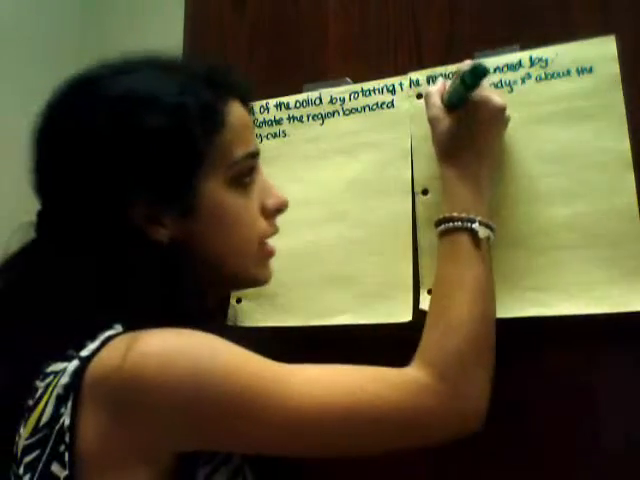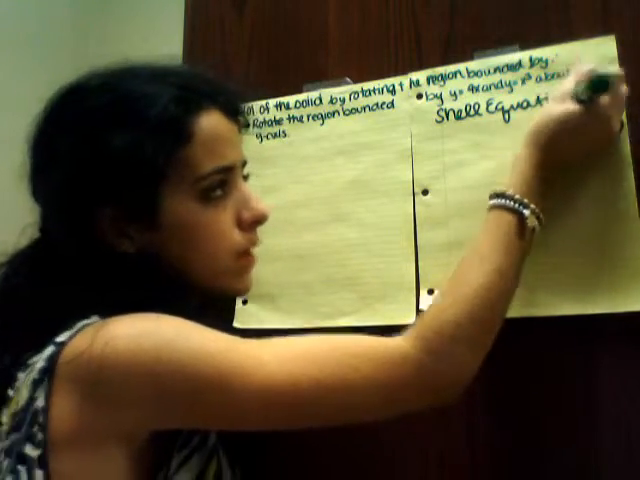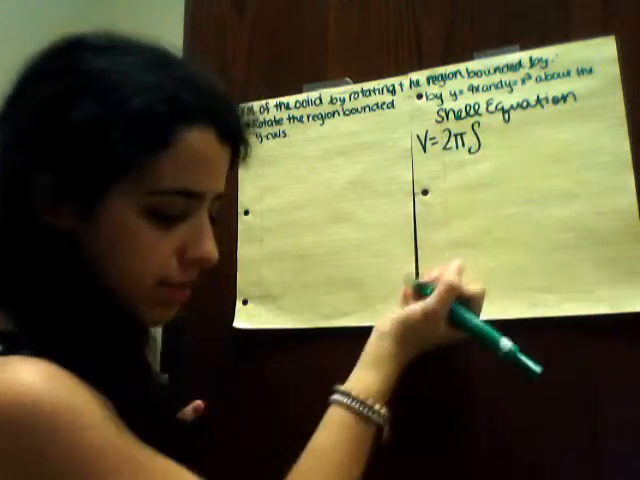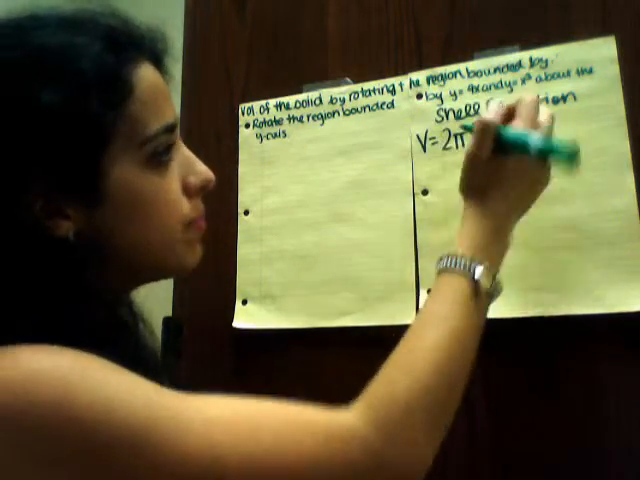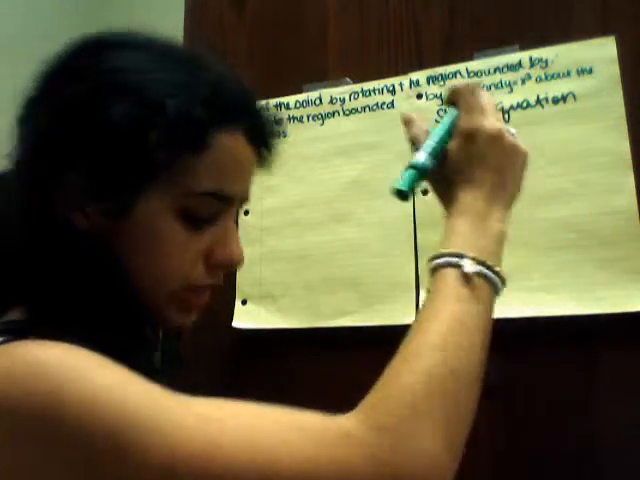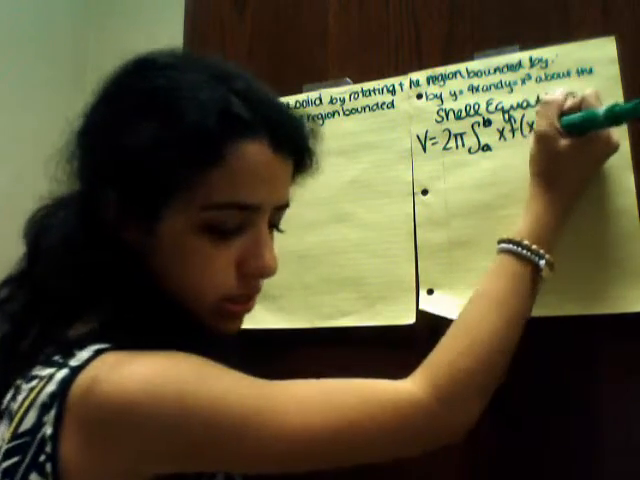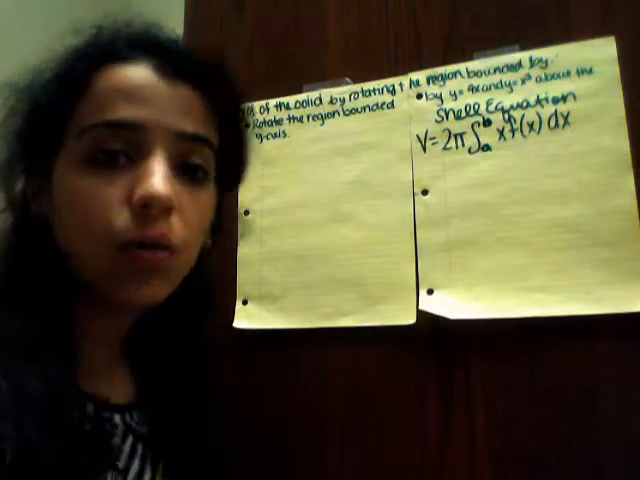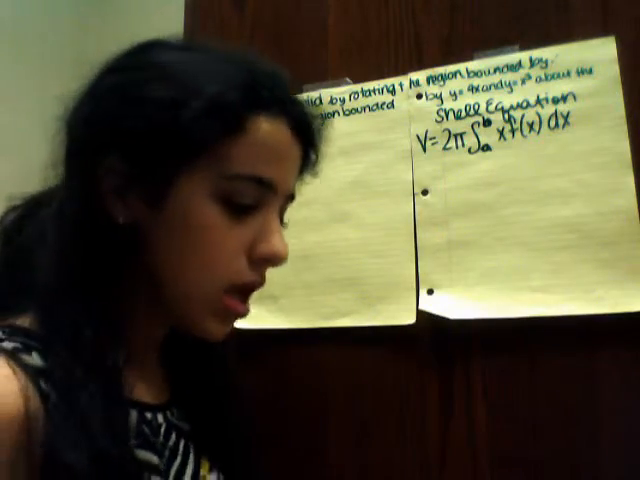The shell equation states that the volume is going to equal 2 pi times the integral from a to b of x f of x dx. So this is our equation, and what we're going to try to do is find the values that are going to go inside of this equation in order to find the volume.